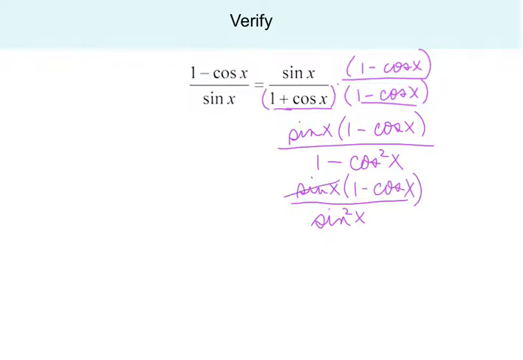So one of these signs cancels with one of those, and I end up right where I wanted to be. 1 minus cosine of x over sine of x. And these two match. So I'm done. I could have worked on the left-hand side just as easily by multiplying by 1 plus cosine of x over 1 plus cosine of x.